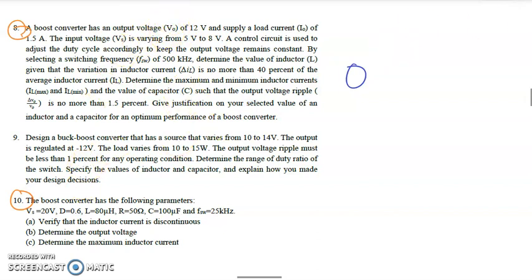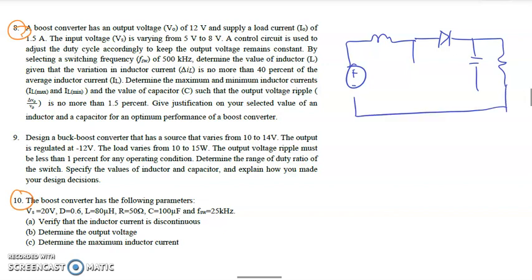So what we have to do is transfer all the mathematical terms into a circuit. So we have a source here, so this is the circuit of the boost converter. We have an inductor and a diode, and the switch is between the source and the load. We are given an output of 12 volt and an output current of 1.5 ampere. So we put it into the circuit.